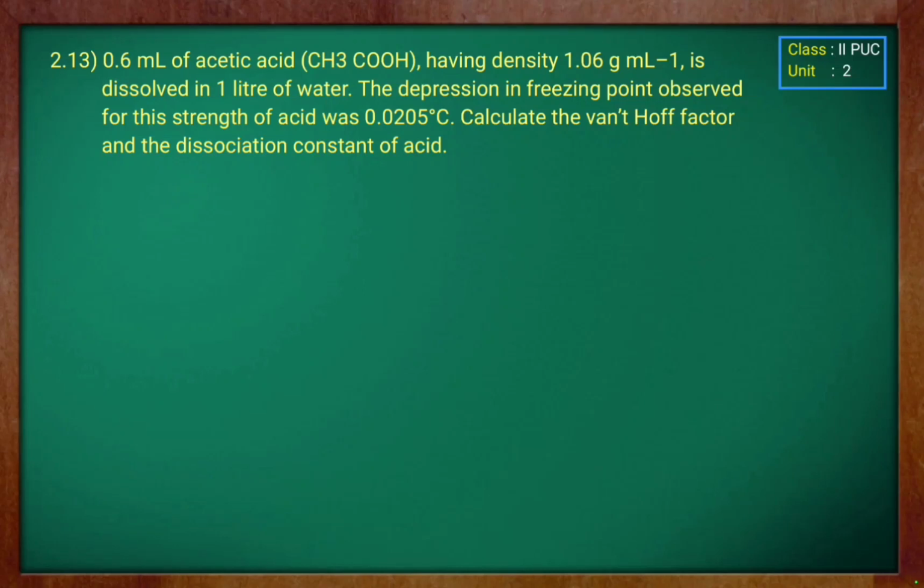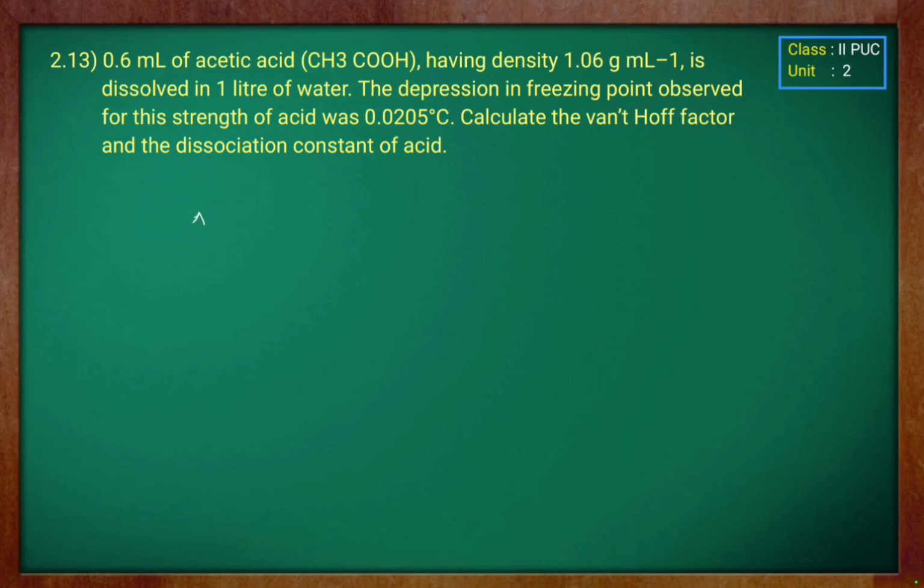Example 2.13. 0.6 ml of acetic acid CH3COOH having density 1.06 gram per ml is dissolved in 1 liter of water. The depression in freezing point observed for this strength of acid was 0.0205 degrees centigrade. Calculate the Van 't Hoff factor and the dissociation constant for acid. So in the question they have given us the observed freezing point. Now from the given data we shall calculate the depression that is observed in the freezing point, and the ratio of both will give us Van 't Hoff factor.